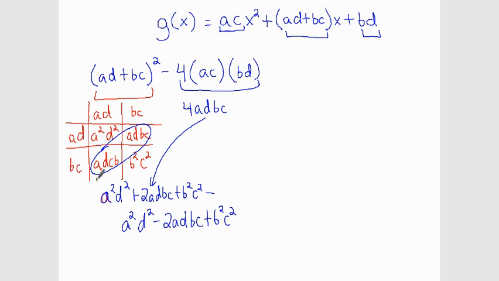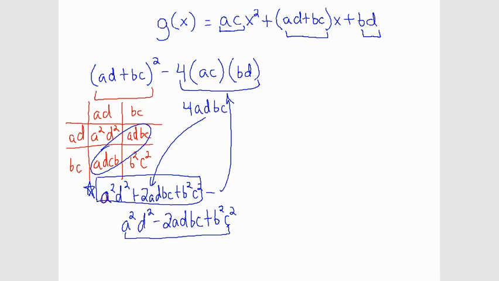Where did this take us? This took us from a perfect square minus something to a different perfect square. Notice this a squared d squared minus such and such is the same as what I have here, but with a minus instead of a plus. So this right here is also a perfect square, and if you work it out, it comes out to ad minus bc squared. And now we have the perfect square we wanted to show that this is factorable and has rational solutions.